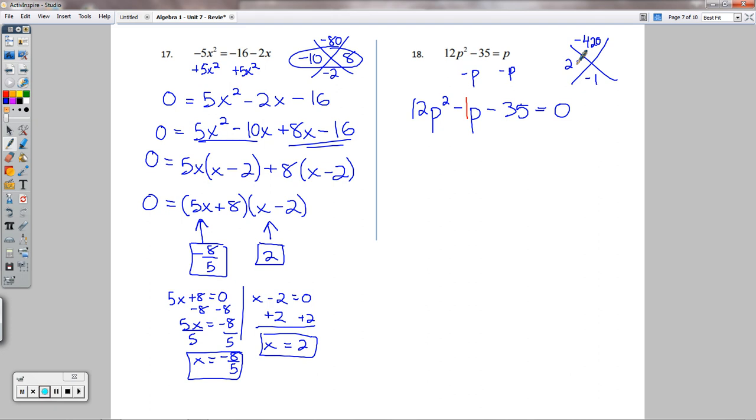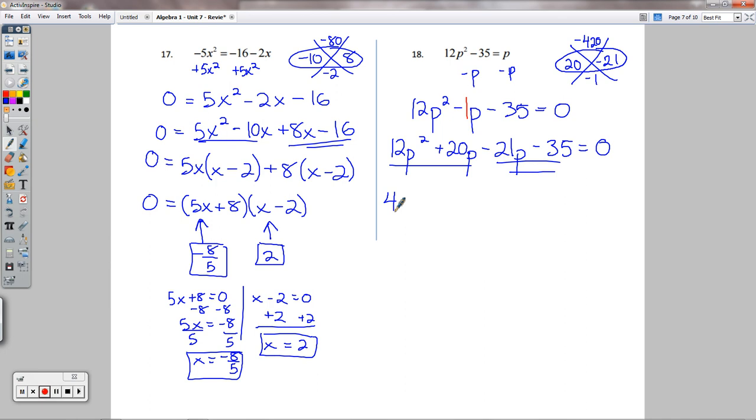Looks like 20 times 20 would be 400. So 20 times 21 would be 420. And to make it negative, both here and here, the 21 would have to be negative. So from there, you could split up negative 1p into those two values. 12p squared plus 20p minus 21p minus 35. That's the same thing as what you just had there, just with that split up into those two terms. From there, grouping will work wonders.